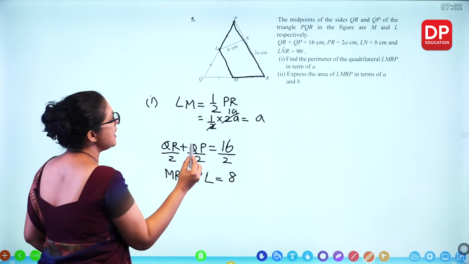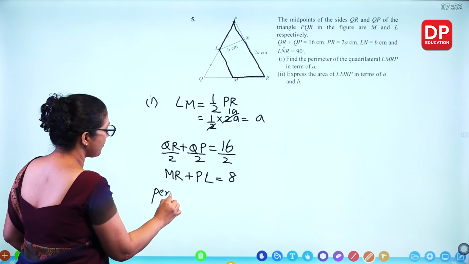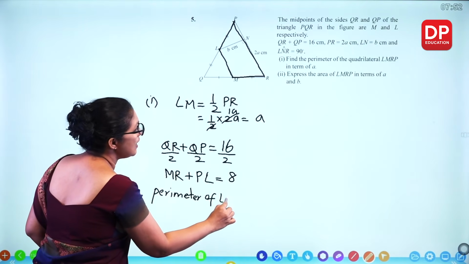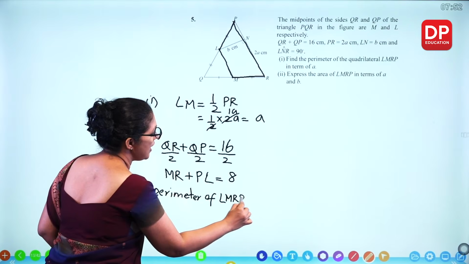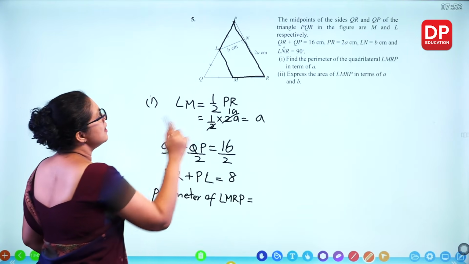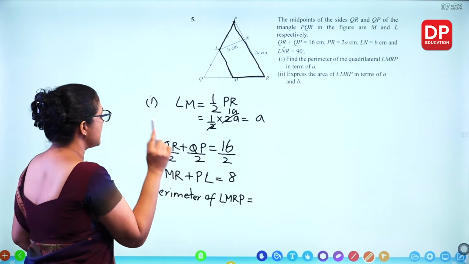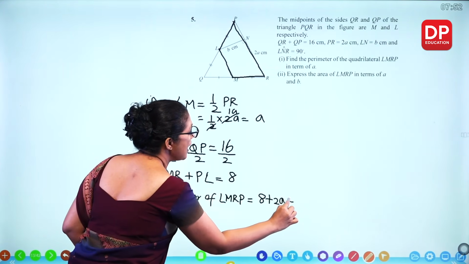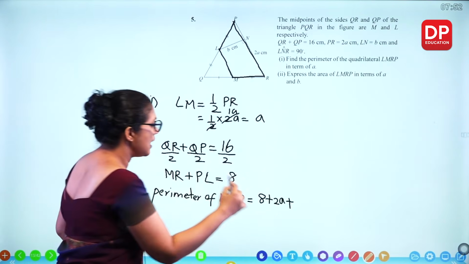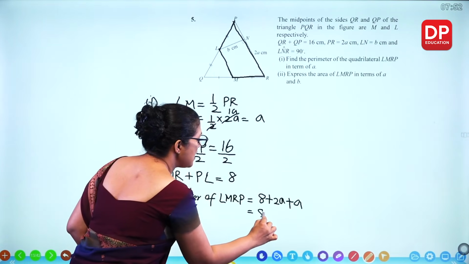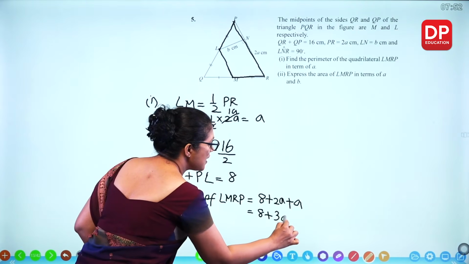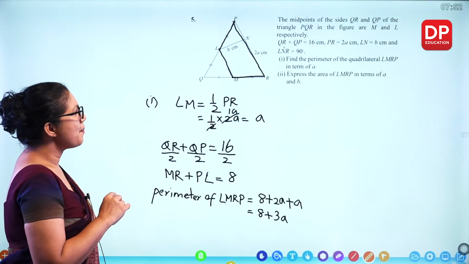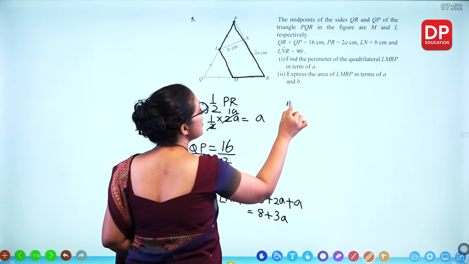So what's the perimeter? Perimeter of LMRP quadrilateral. MR plus PL, that's 8, plus 2A plus LM, we found A. So you get 8 plus 2A and A becomes 3A. So that's the perimeter of LMRP. Now we'll try to do the second part.